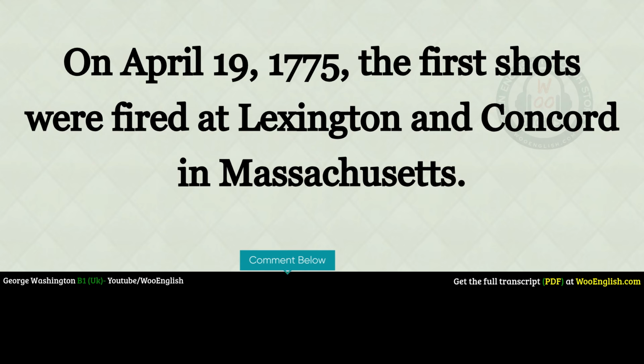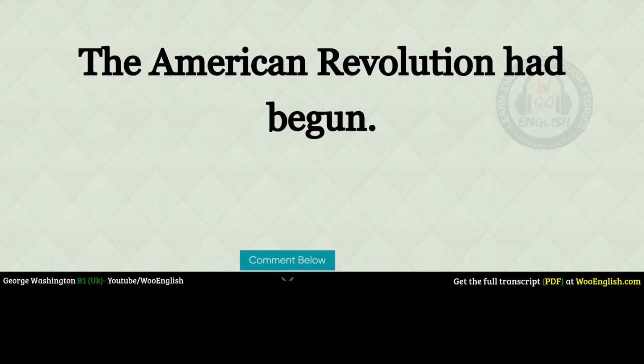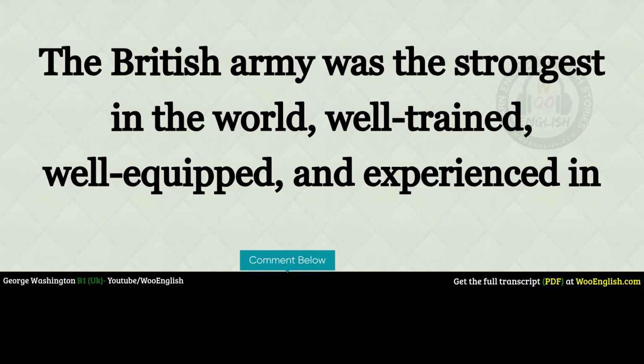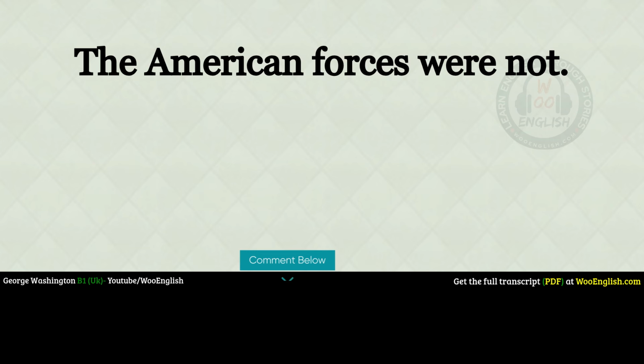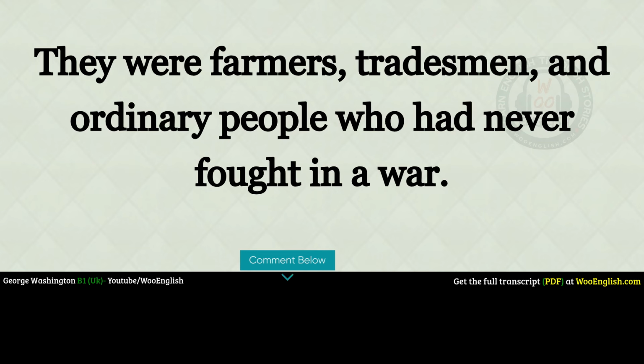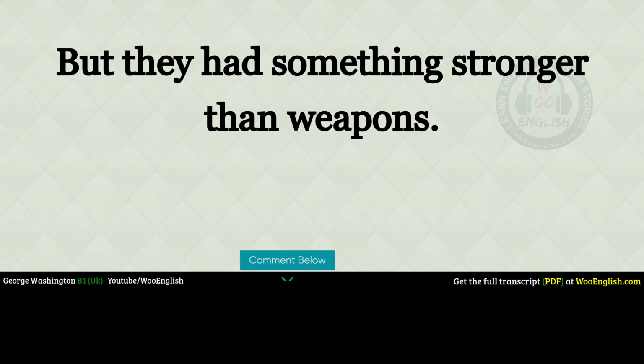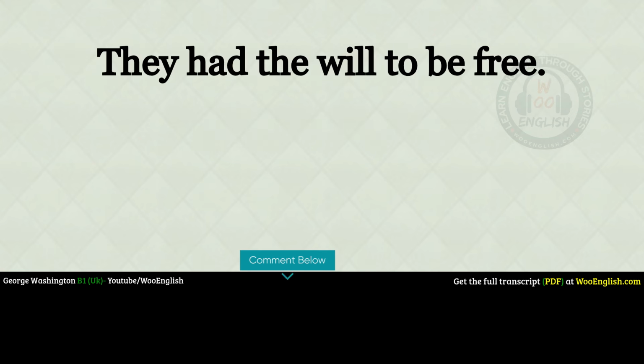On April 19, 1775, the first shots were fired at Lexington and Concord in Massachusetts. The American Revolution had begun. It was a struggle like no other. The British Army was the strongest in the world, well-trained, well-equipped, and experienced in battle. The American forces were not. They were farmers, tradesmen, and ordinary people who had never fought in a war. They had little money, few weapons, and no experience. But they had something stronger than weapons. They had the will to be free.